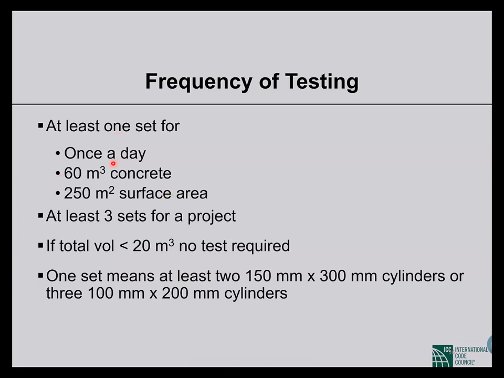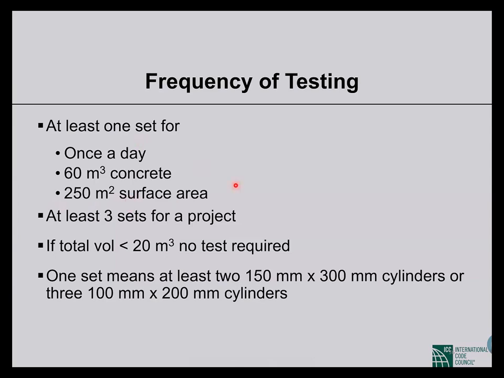In the same day, even if the volume of concrete is more than 60 meter cube, then you have to take more sets. If it is say 100 meter cube, you have to take 2 sets. If it is say 150 meter cube, then you have to take 3 sets and so on. It also depends on the surface area. So not only volume: you were probably casting less volume of concrete, but if the area is wide, if it is more than 250 meter square, if it is like 1000 meter square, you have to take 4 sets of cylinders. Okay.